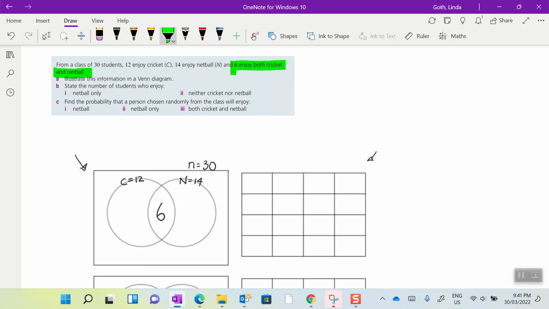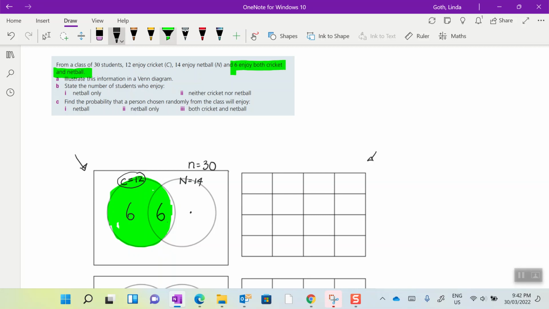Let's just look at the left-hand circle. We know that the numbers in the two parts of this circle have to add up to 12, and we already know that there's a 6 in this part of the circle. So there must be a 6 in here, because 6 plus 6 is what gives me this cricket equals 12. Can you see then what's going to go into this part of the circle?